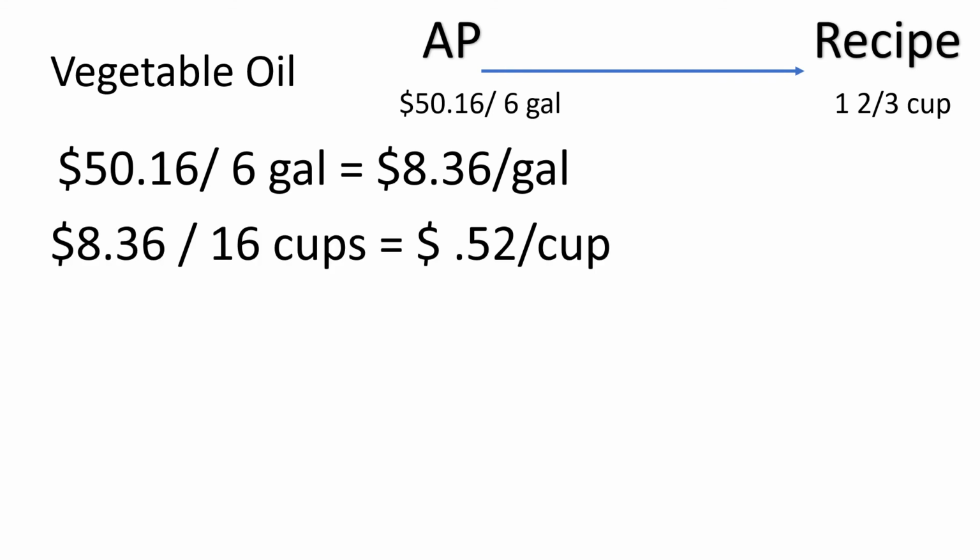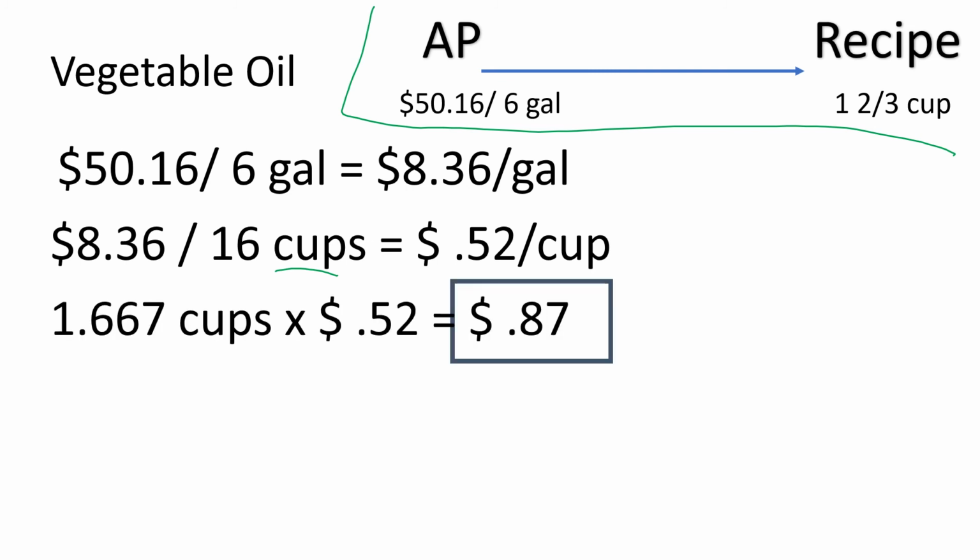So you see, this is why doing this little arrow right here is going to help you figure out how to get from point A to point B. Yes, there's 128 ounces in 1 gallon of olive oil or vegetable oil, but there's also 16 cups. So don't give yourself more work than you need. Is what I'm trying to say. We know it's $8.36 for a gallon of vegetable oil, so we can divide that by 16 cups to get us our price per cup. And then in this case, we're multiplying 1.66 cups, that's 1 2/3 cups, times the cost of 52 cents per cup.